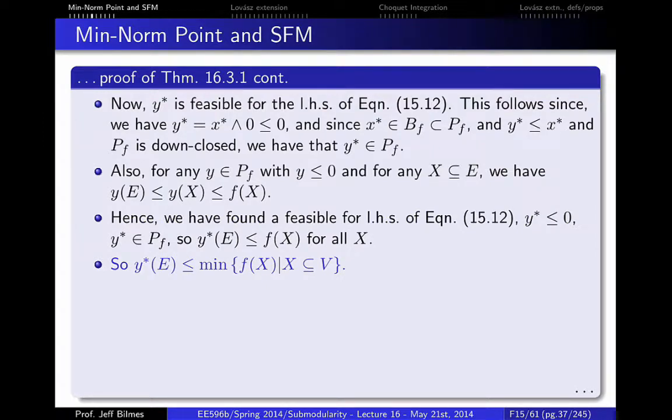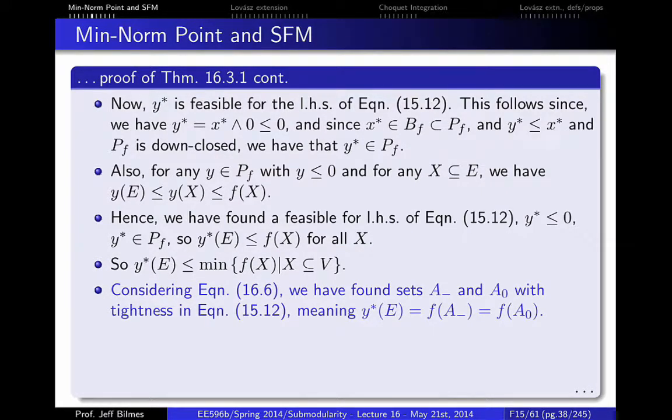So that means that we've got this quantity, y star of E, which is upper bounded by the minimum of the submodular function. This is by that duality thing, right? Everybody see that? So what does this mean?